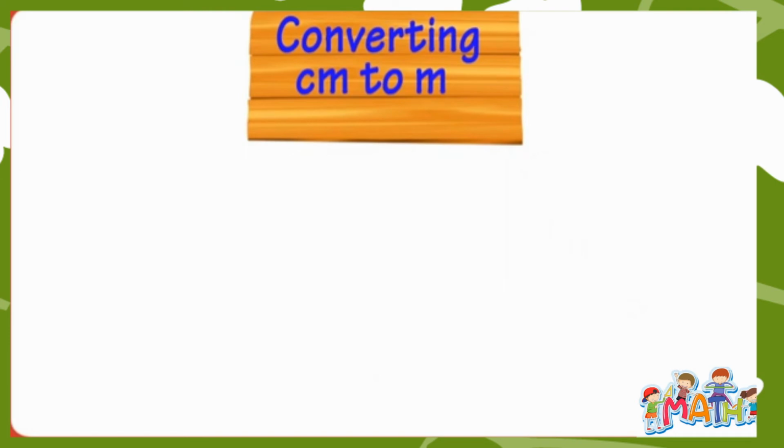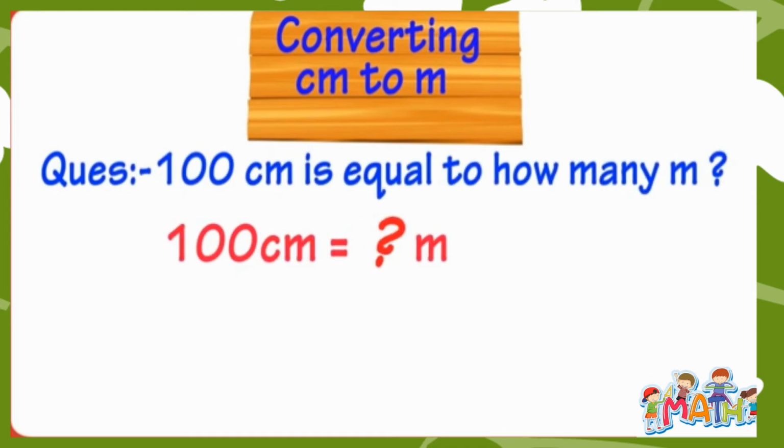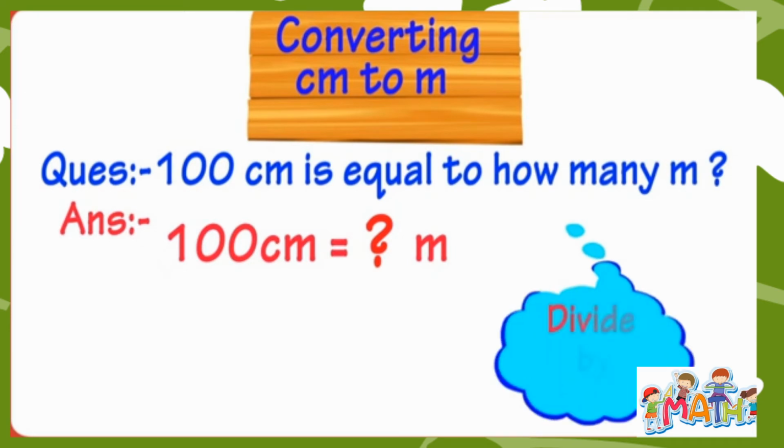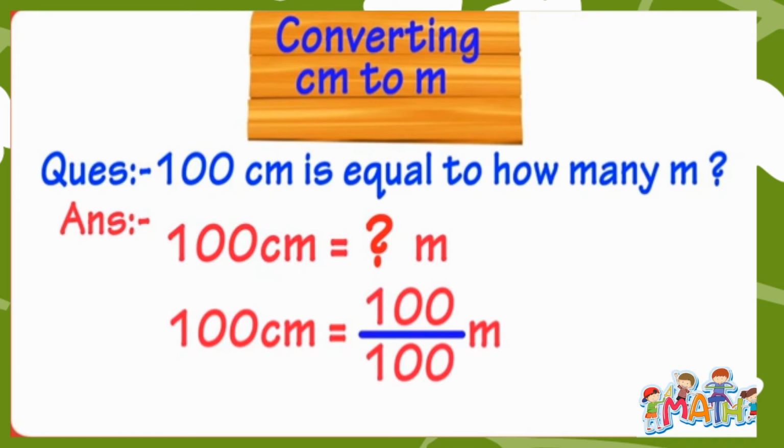And now, let's learn converting centimeters to meters. So here is the question. 100 centimeters is equal to how many meters? By looking at the unit, from smaller unit to bigger unit, from centimeter to meter, we need to divide it by 100. So we have 100 centimeters is equal to 100 divided by 100 meters.